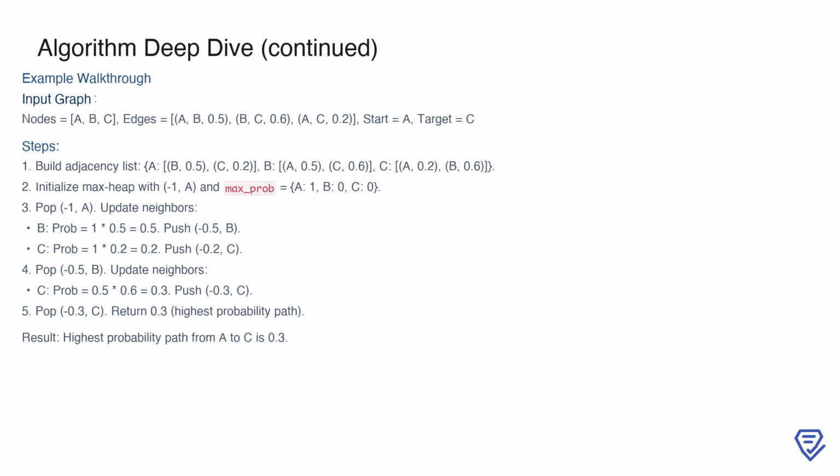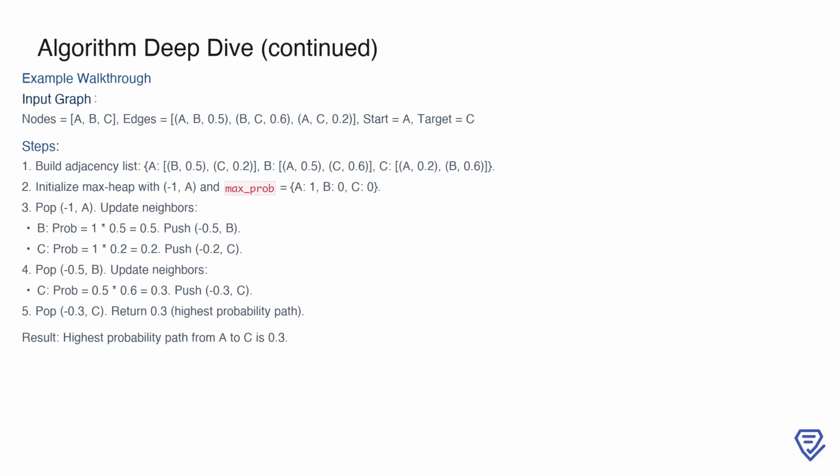We begin by popping (-1, A) from the heap. From A, we calculate new probabilities for its neighbors. For B, the probability is 1 times 0.5 equals 0.5, so we update max_prob for B and push (-0.5, B) onto the heap. For C, the probability is 1 times 0.2 equals 0.2, so we update max_prob for C and push (-0.2, C). Next, we pop (-0.5, B) from the heap.